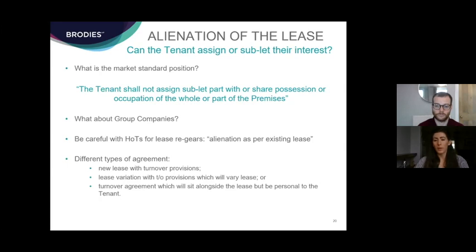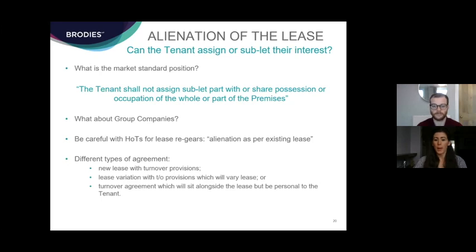So just to flag, you can have a lease with turnover provisions incorporated into it, or you can have a lease variation which will vary the terms of that lease by adding turnover provisions in, or a turnover agreement which will sit alongside the lease as a separate document, and that will be personal to the tenant. So if the tenant then assigns their interest, the turnover agreement falls away and the rent reverts back to a base rent in terms of the lease itself.